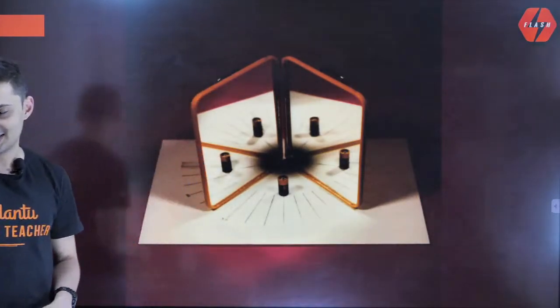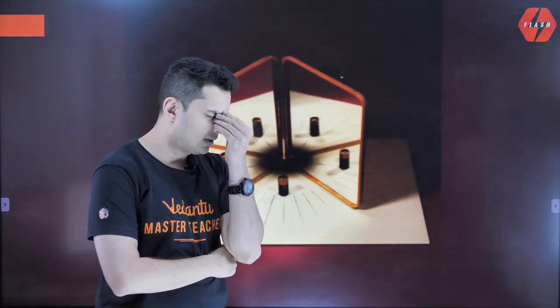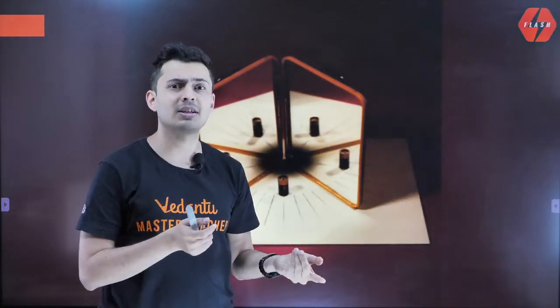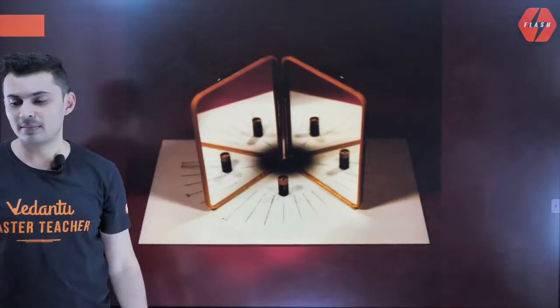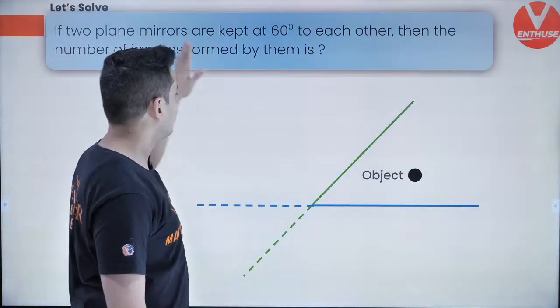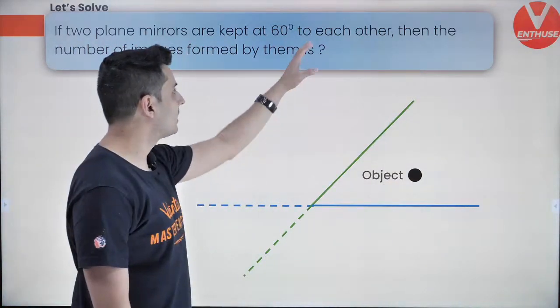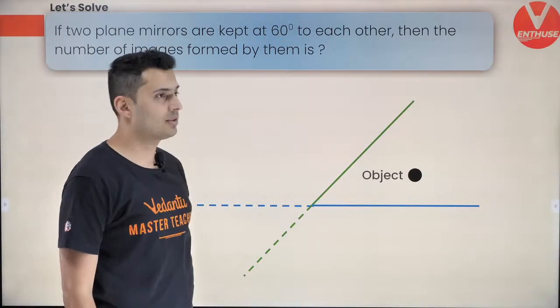Now we'll solve this question. A lot of people learn a formula by heart: 360 by theta minus 1, 360 by theta plus 1, the greatest integer function, if theta is even, divisible, non-divisible, some random things. Don't do all that. I'll teach you a simple technique. Imagine there are two mirrors. There is an object. The angle between them is 60. The question is, find the total number of images formed.